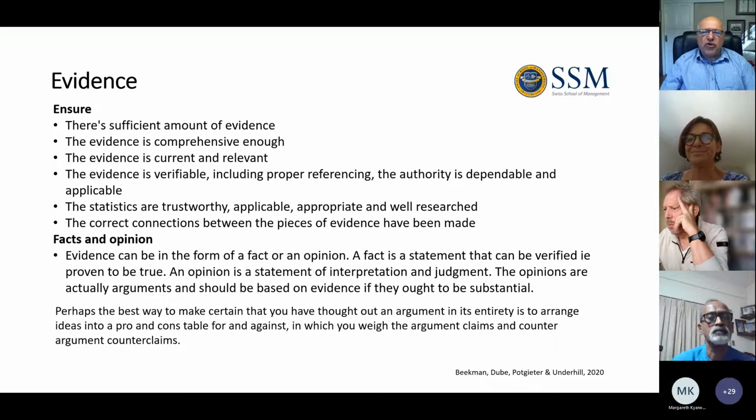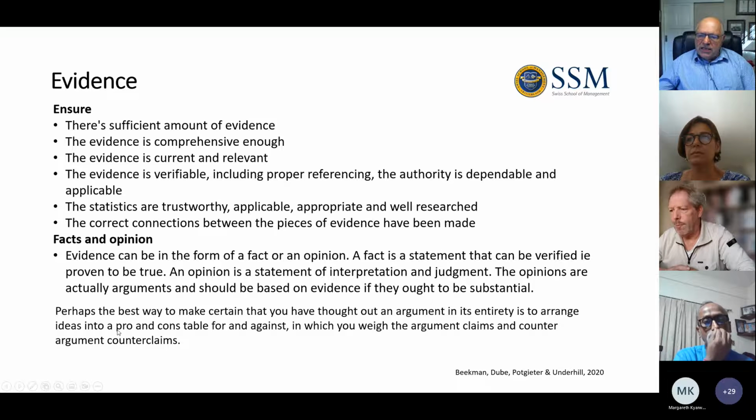So in your document, you can have opinions, but then they have to be substantiated. Whilst facts you can obviously quote, but with the necessary sources. So this is a good suggestion. I think the best way to make certain you've thought out an argument in its entirety is to arrange ideas in a pros and cons table, for and against, in which you weigh the arguments, claims, and counterclaims.